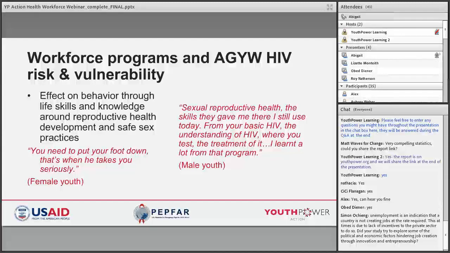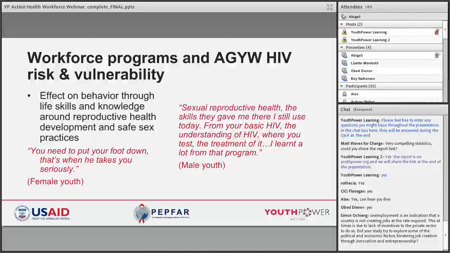As I mentioned earlier, one of the secondary objectives of the assessment was to look at the effects of workforce programs on HIV risk and vulnerability. And the programs did indicate some effects, particularly in terms of risk behavior. And this is through soft skills and life skill development and mentorship.